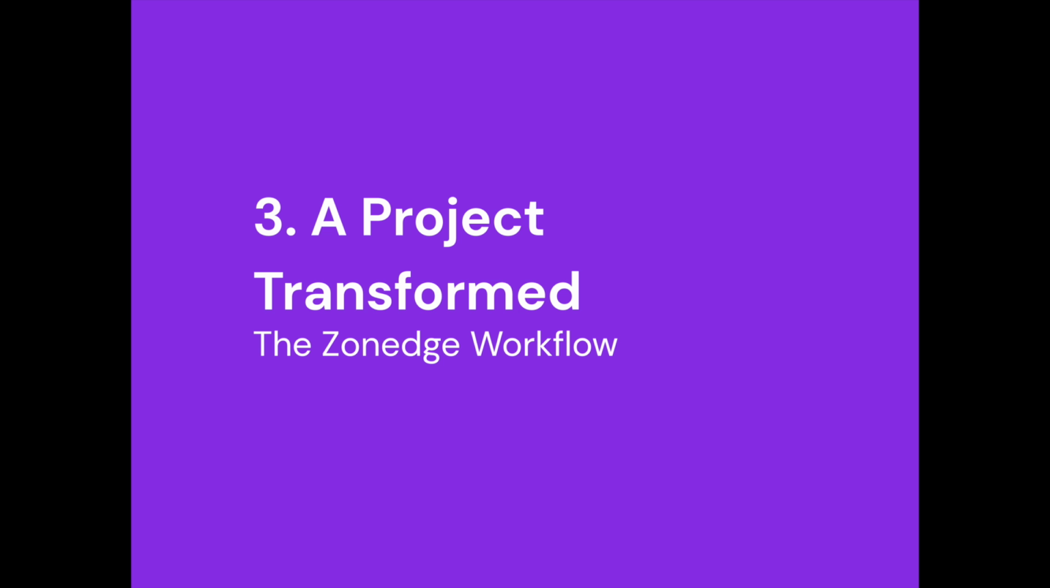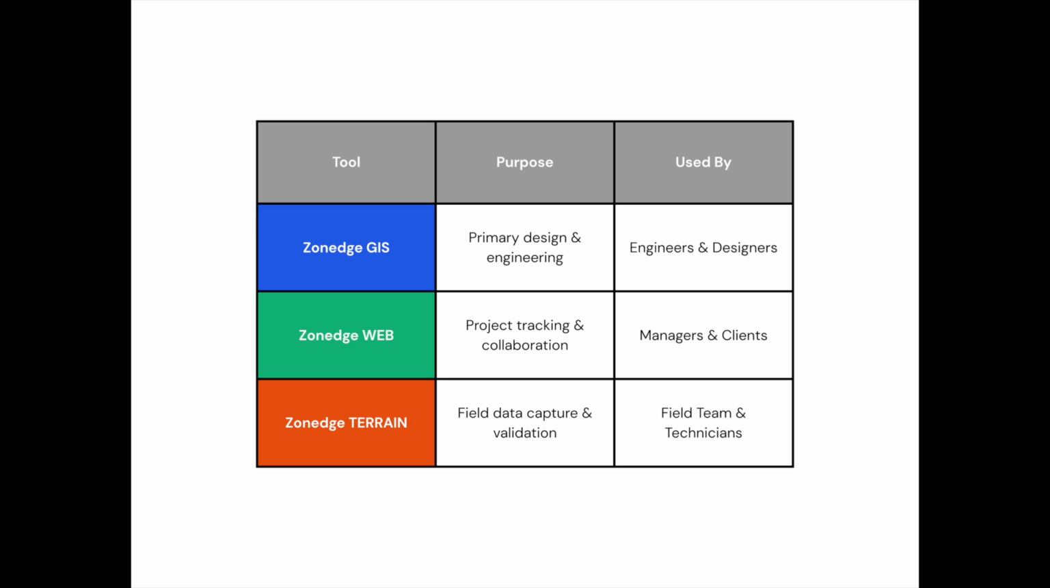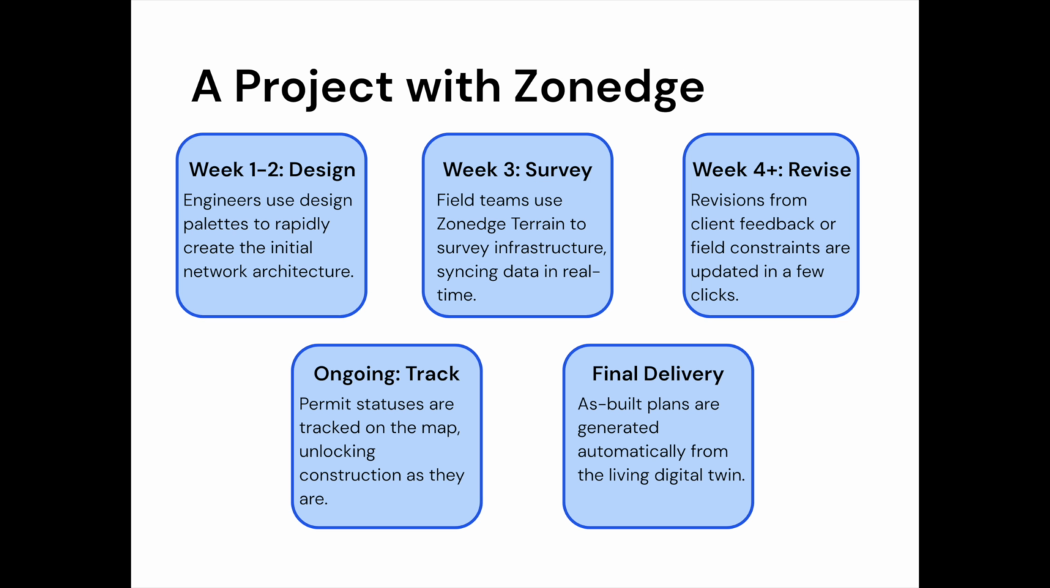Okay, so what does this new philosophy actually look like in practice? Let's walk through how Zonedge completely transforms a typical project, from the very beginning to the very end. First, it's important to get that Zonedge is a whole platform, not just one app. You've got Zonedge GIS, which is the main design hub for your engineers. Then there's Zonedge Web, a super handy portal for managers and clients to track everything. And finally, you have Zonedge Terrain, the mobile app that connects your field teams directly to the project's single source of truth. This unified platform just smooths out the whole project.